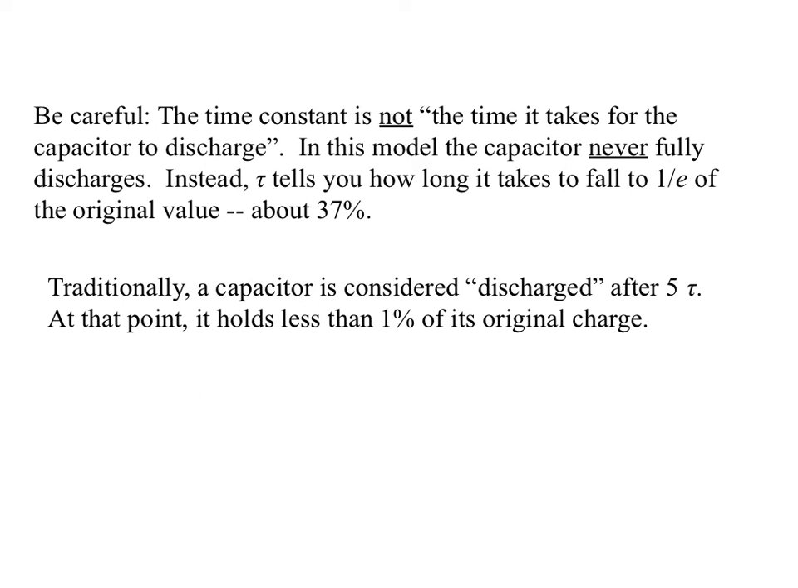Be careful, the time constant is not the time it takes the capacitor to discharge. We would have called it the discharge time then. In the model we have here, the capacitor never actually fully discharges. It just gets infinitesimally close to it. Rather, tau is telling you how long it takes to fall to 1 over e of the original value, or to about 37% of its original value, or in really rough terms, to about 1/3 of its original value, a little bit more. Traditionally, engineers will say a capacitor is considered discharged after 5 tau have passed. At that time, the capacitor would hold less than 1% of its original charge.